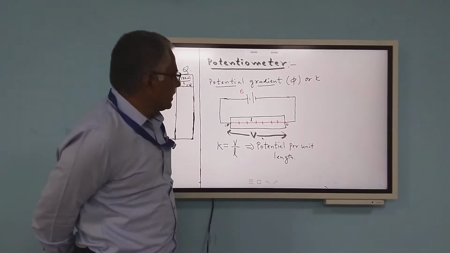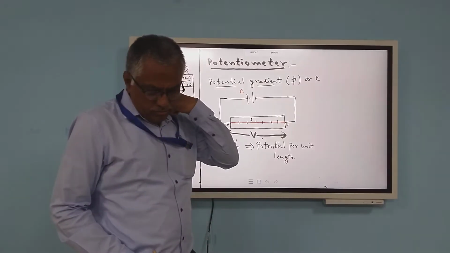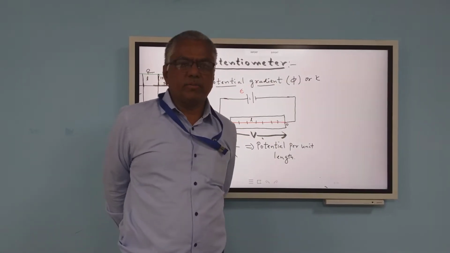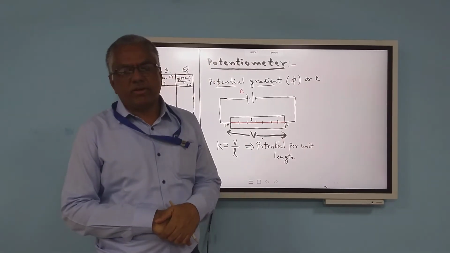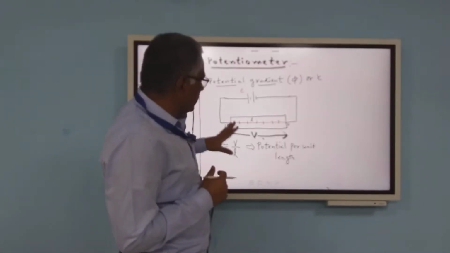Potentiometer is a device to find out the EMF of a cell. Now, we have studied about the voltmeter. Using the voltmeter, we can find the potential difference between the two ends of a conductor. Okay? Two ends of a cell. We can find the potential difference across the two ends of a conductor. Here we have compared the EMF of the cell.